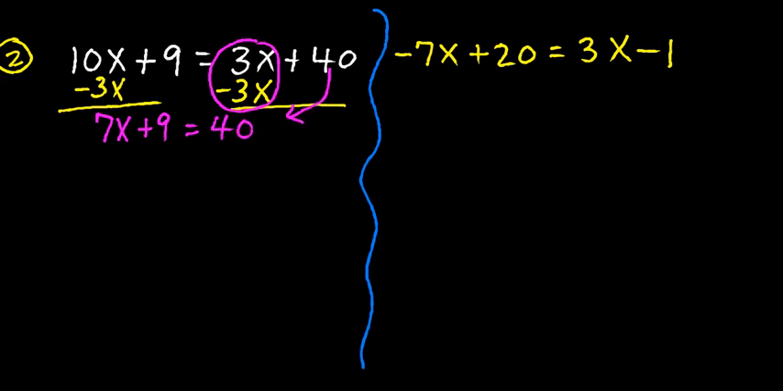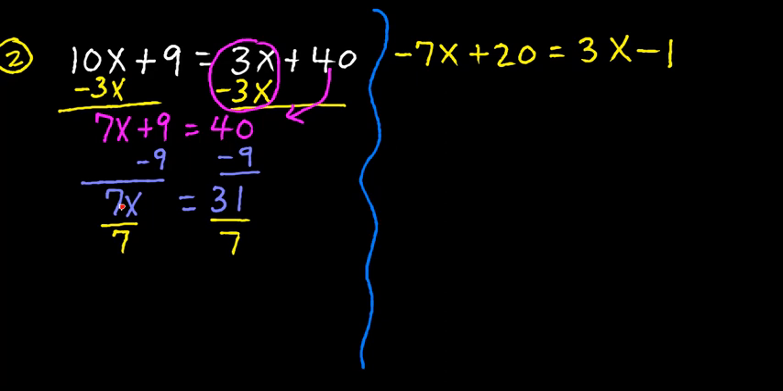Now it's time to subtract my 9, so I can get closer to isolating my x. Take that away. These two cancel out. I'm going to bring down 7x. I'll bring down the equal sign. 40 minus 9 is 31. Now I'm left with a coefficient. Of course, 7x means 7 times x, and I need to divide to get rid of it.